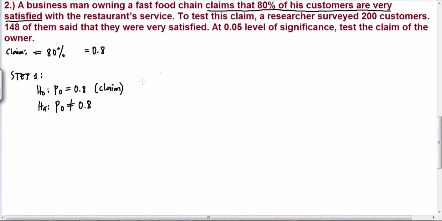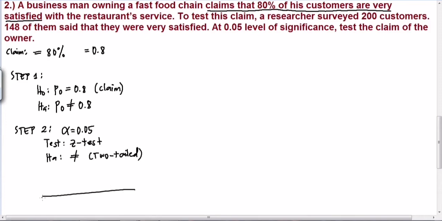Okay? Step 2 is state the level of significance. So, that is 0.05. Okay? And then, yung ating test na gagamitin. So, ang test, since proportion to, z-test. Okay? And then, yung tail, by looking at HA, ang value ng HA natin ay not equal. Therefore, two-tailed siya. Okay? Pag two-tailed, guys, you do not have to identify whether it is right or left kasi two-tailed naman eh.